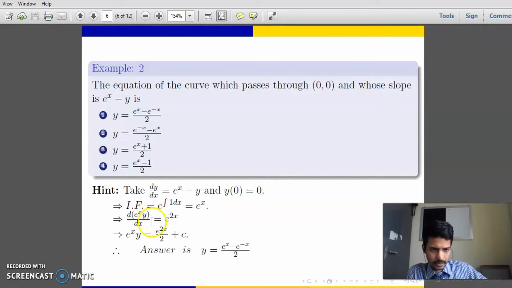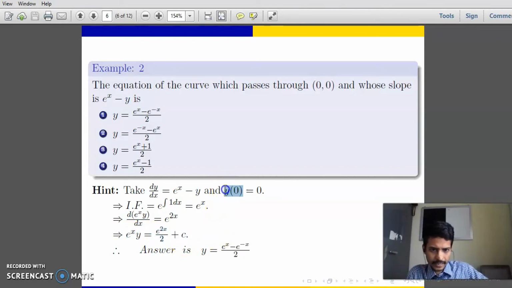If you remember this, I will repeat it once again. On the left hand side, d by dx of integral factor into dependent function. If you write this directly, you will get the left hand side after multiplying the integral factor. Anyway, the RHS part is only e to the power x. If you multiply by e to the power x, that will become e to the power 2x. After integrating with respect to x, this is called the general solution of a differential equation.